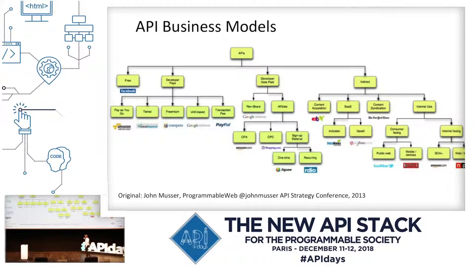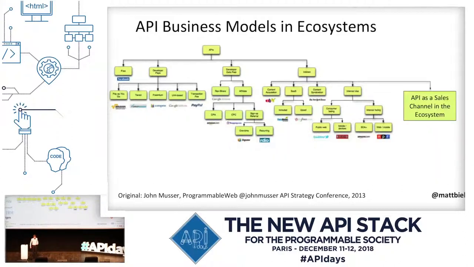Right? So how does this map in this API business models? And this is from John. John created this really nice overview of API business models. You've probably seen it. It's also from 2013. And here you see all the things that were mentioned and much more. You have free APIs, developer pays APIs, developer gets paid, and indirect monetization. All of this applies for ecosystems as well. But what I would like to propose to extend here, if we talk about ecosystems, would be that you use the API as a sales channel in the ecosystem to steer where the customers are going.